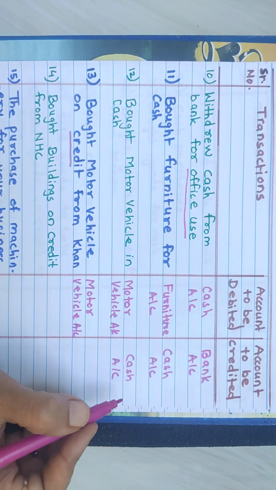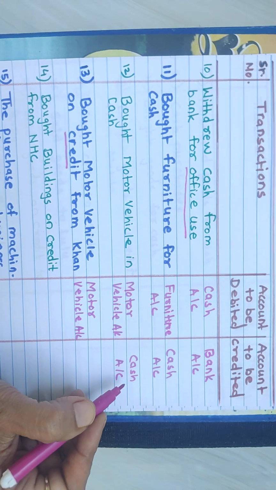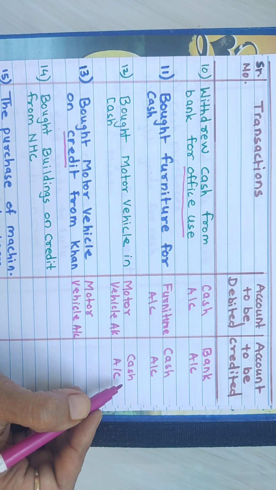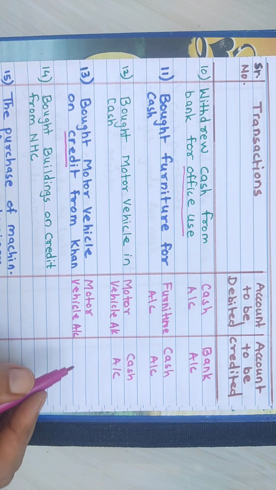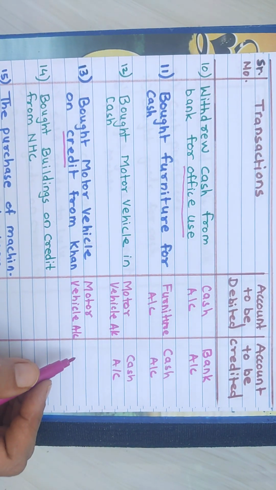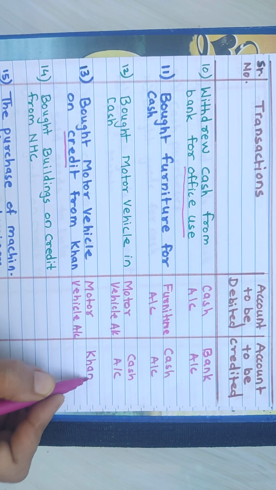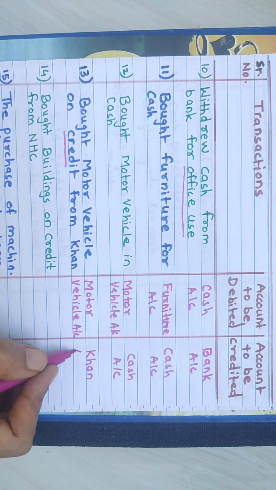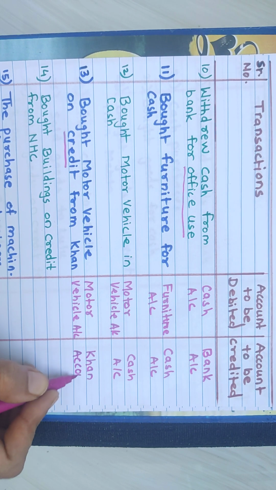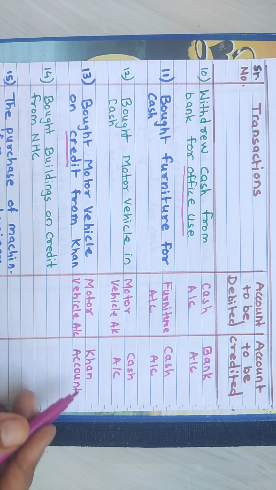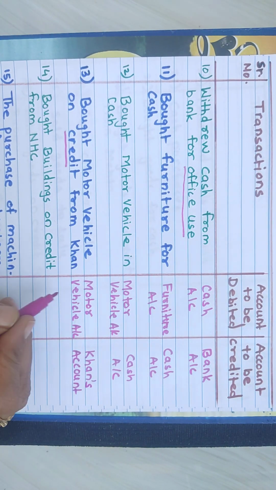But when it is purchased on cash, that time only cash is going, so we are giving credit to cash here. When it is cash purchase of motor vehicle. But now it is credit purchase, so you have to give credit to the person's account from whom it is purchased. So the name of the creditor you have to write on the credit side. So account to be credited is Khan's account.